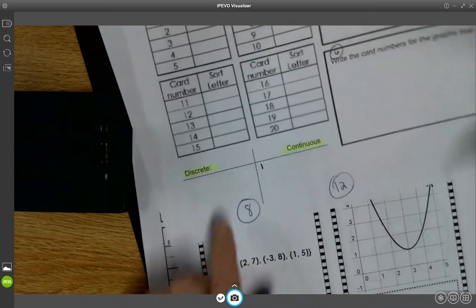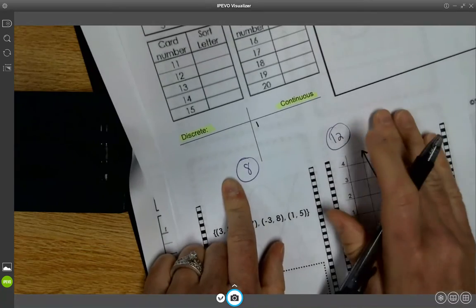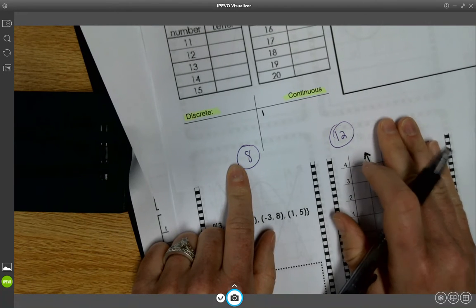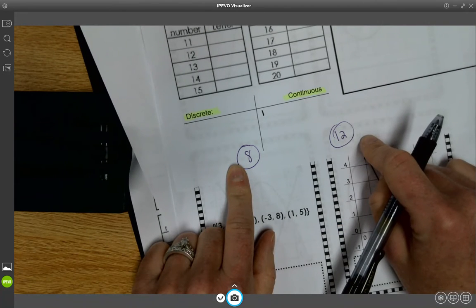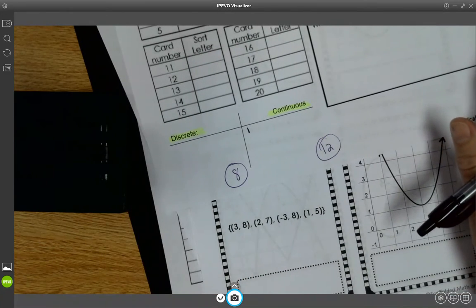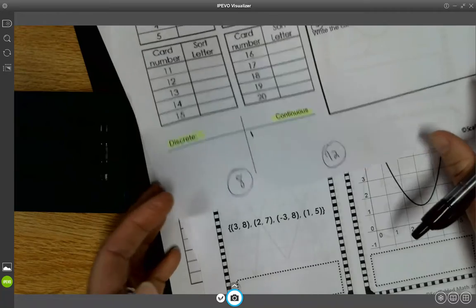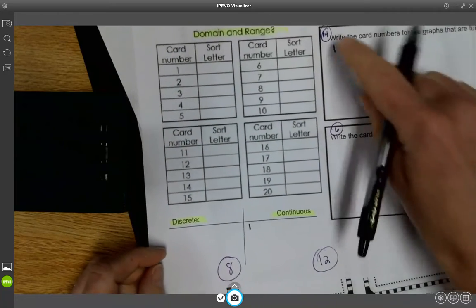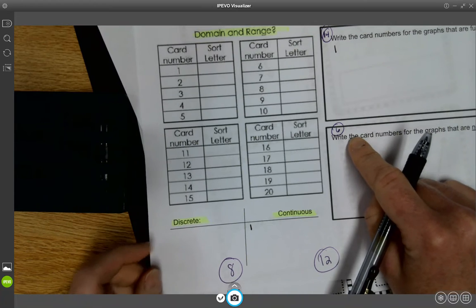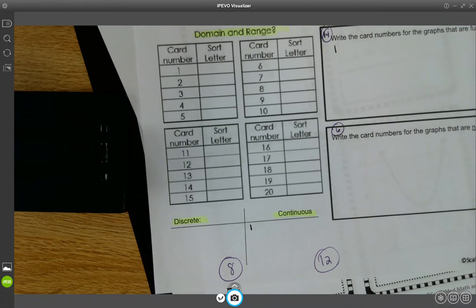So I have written how many of each you should have. So you should have 8 discretes. You should have 12 continuous. So this is kind of like your hint, a way of checking. And then you should have 14 functions and 6 non-functions. So if you did not get that, then you can go back and double check everything and see if you can kind of even that out.